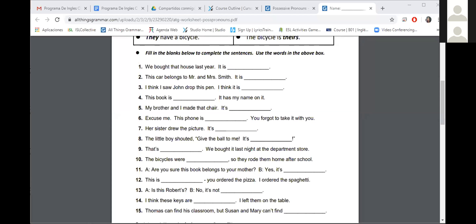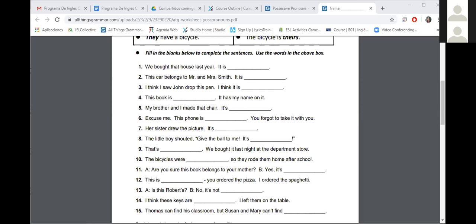Excuse me. This phone is yours. You forgot to take it with you. Perfect. Very good. Noria? Number 7. Noria? No?